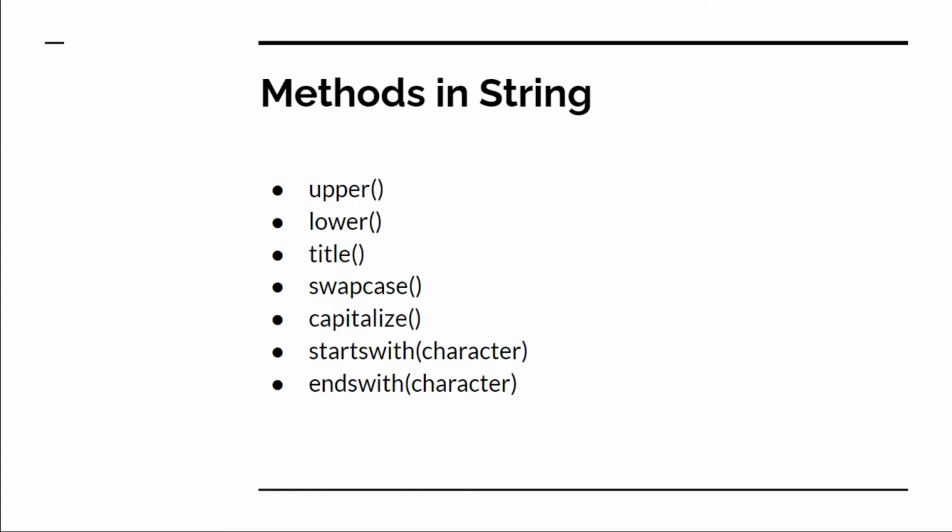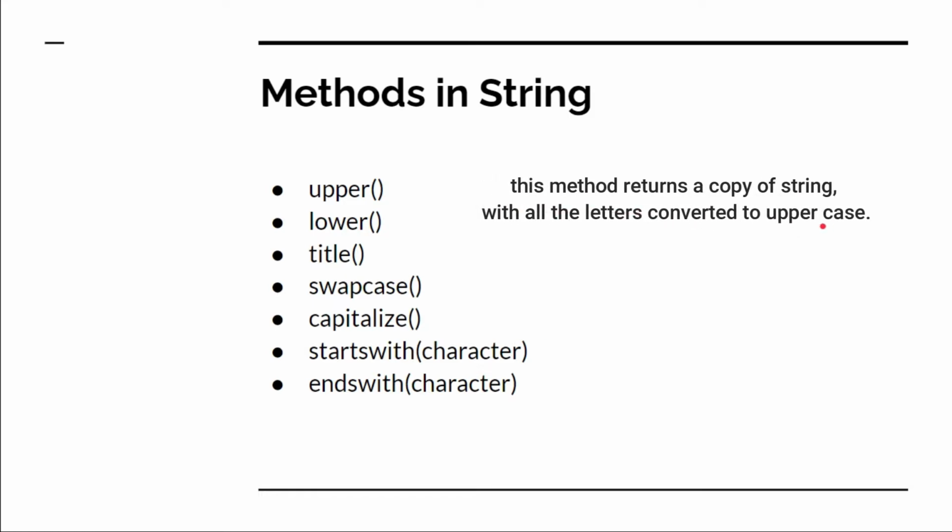Today we'll see more methods of the string class. So let's begin. These are the methods which transform the text of the string. The first method is upper. This method returns a copy of the string with all the letters converted to uppercase.